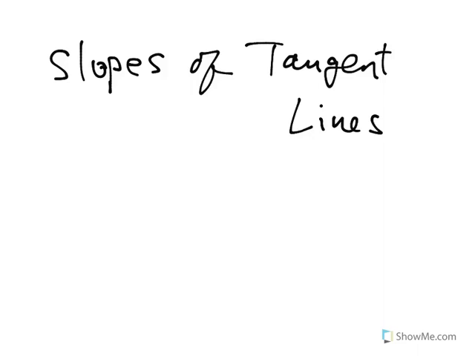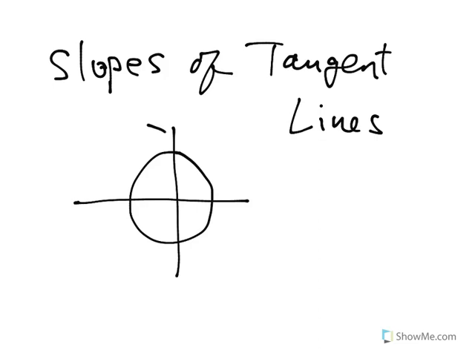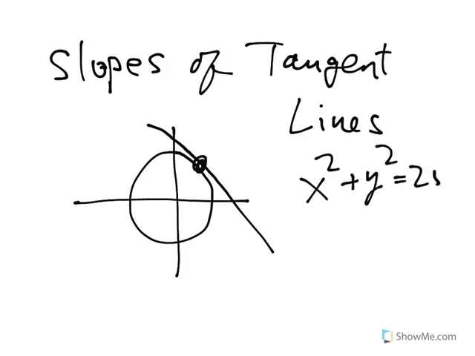A very important concept in math is finding slopes of tangent lines to curves. When that curve is a circle, it's pretty easy to find the slope of the tangent line. Let's say this circle has radius 5, and this point over here is (3, 4).